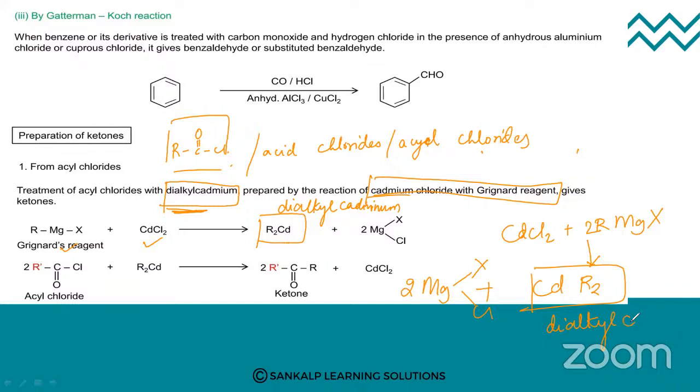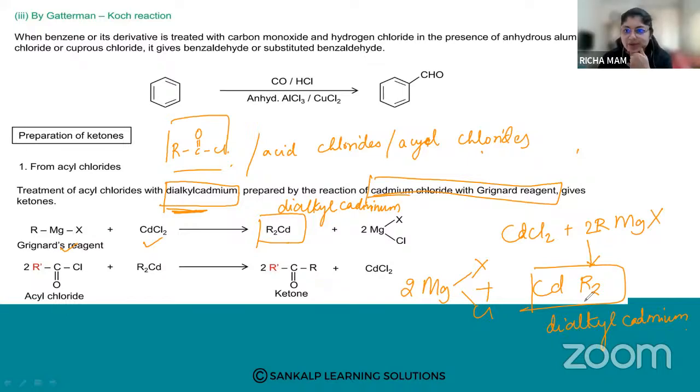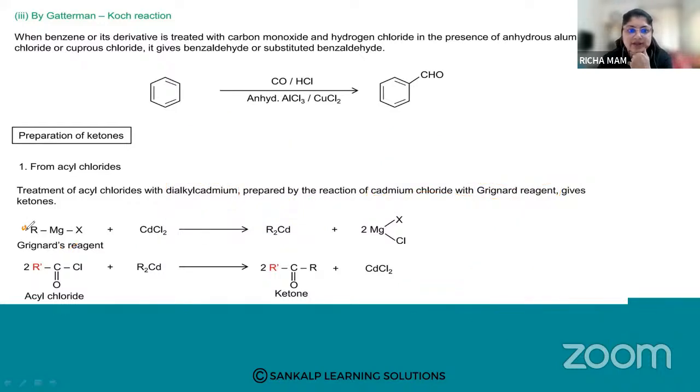This dialkyl cadmium, I am going to treat it with acyl chloride. Now, the next step. Here you can see Grignard reagent 2RMgX plus CdCl2, that is your cadmium chloride, will give you dialkyl cadmium. Got it?